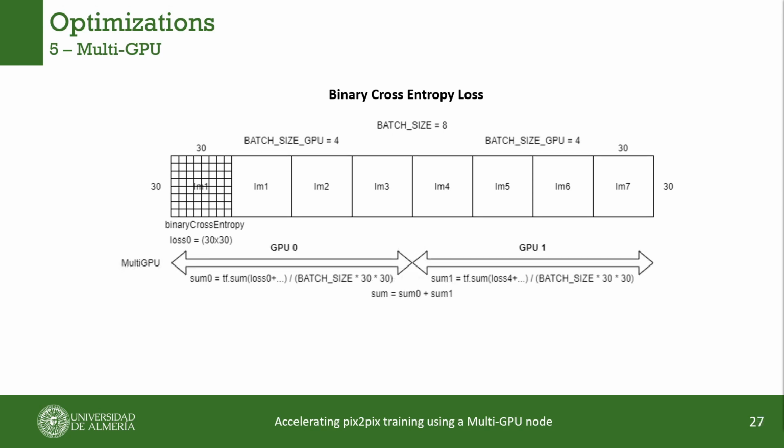In multi-GPU, each GPU calculates the loss of its own batch, of size 4 in this case. However, this loss has to be calculated manually. In each GPU, the operation is the addition of all losses of all images in the batch, divided by the dimension and batch size. Finally, the computed losses of each batch are added to calculate the general loss.